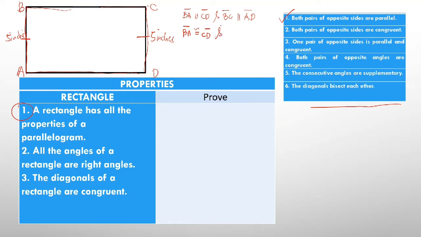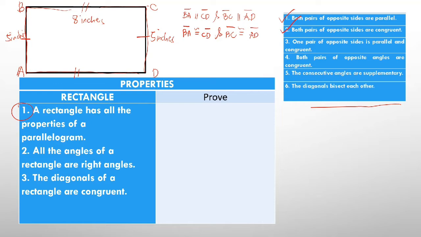And the other pair of opposite sides is also congruent. If our line BC is equal to 8 inches, then line AD is also 8 inches. So therefore, line BC is congruent to line AD. Now we have proved the number 2, or we have shown the number 2.